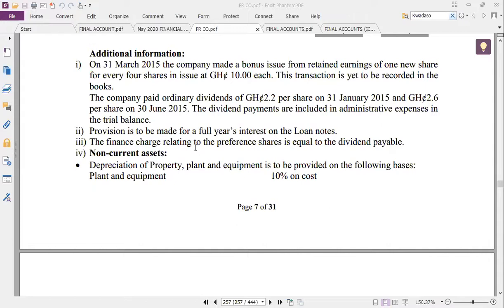Now, the dividend payments are included in administrative expenses in the trial balance. Is that right to do? If you pay dividend, do you add it to admin expense? No. So we have to calculate the dividend, take it off from admin and send it to retained earnings in the changes in equity. So all you have to do is find the number of shares before and after the two dividends, then multiply by the dividend per share to get the total value. Now let's work it out fully and see how to affect it.